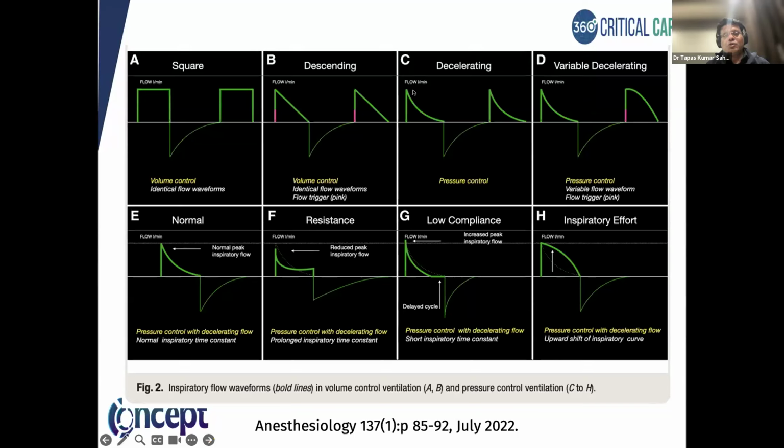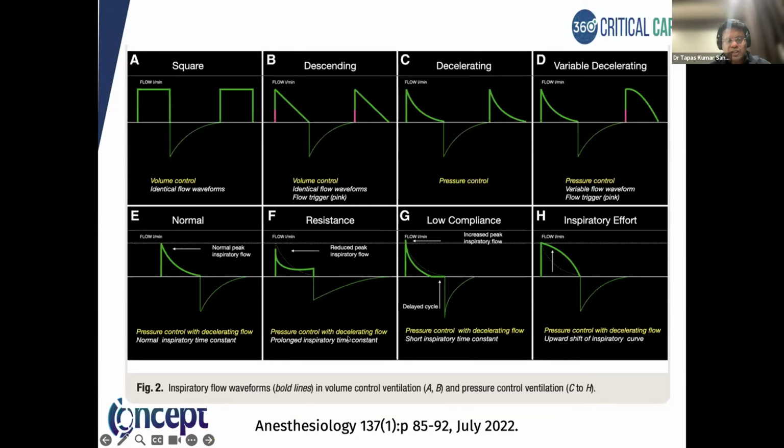Decelerating, pressure control, flow. Variable deceleration, you can see the flow trigger here happening, pink. Now, this is the normal peak inspiratory flow. This is the decelerating flow, normal inspiratory time constant. Here, reduced peak inspiratory flow happening. So there is some amount of resistance happening.